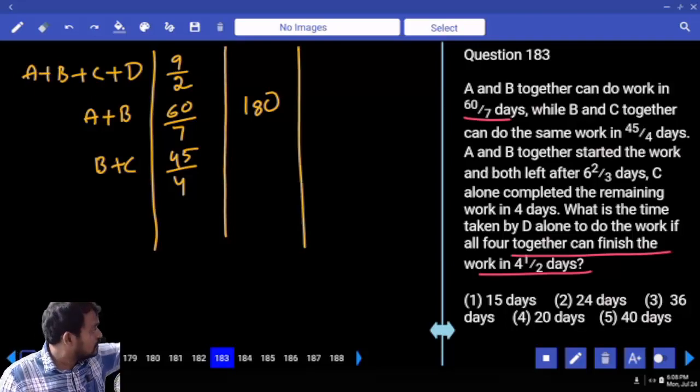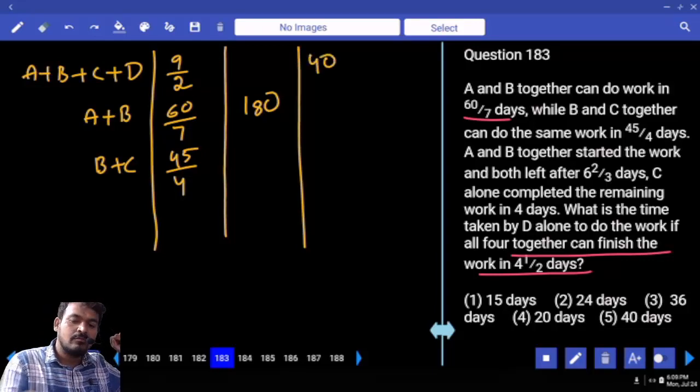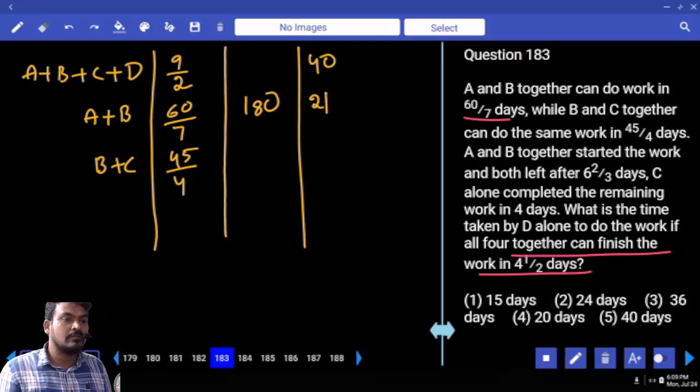180 by 9 by 2 means it will be 40. 180 by 60 by 7 means it will be 21. 180 by 45 by 4, 4 times 4 is 16.